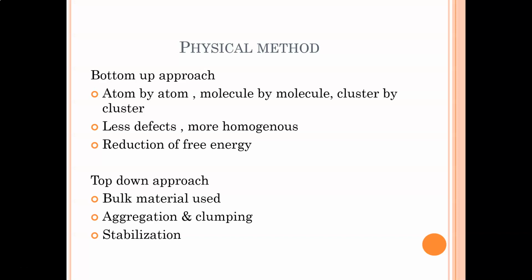The advantage of this method is that there are going to be very few defects caused in the nanostructures. The nanoparticles are going to be more homogeneous in their chemical composition, and there is a reduction of the free energy involved in synthesis of these nanoparticles. But the second approach is the top-down approach. As the name suggests, here a bulk material is used to generate nanoparticles of desired size and shape. And that's why the term top-down, going from bulk to nanoparticles.